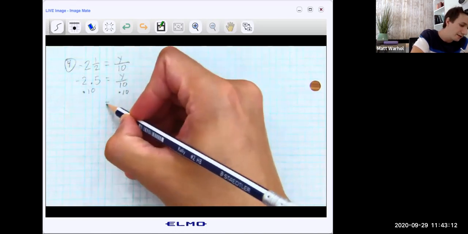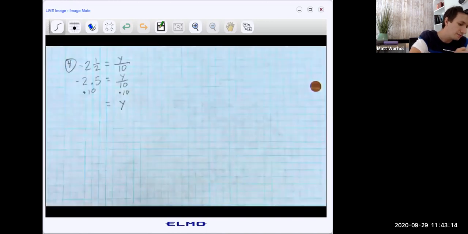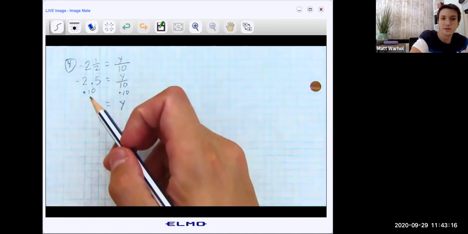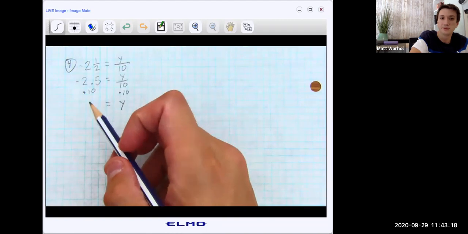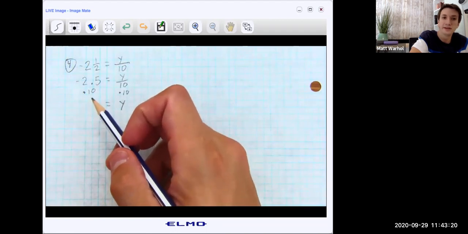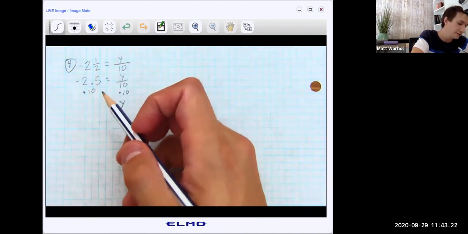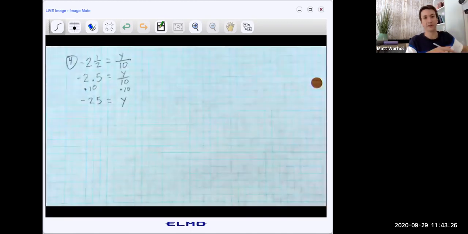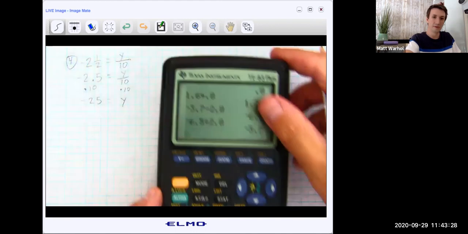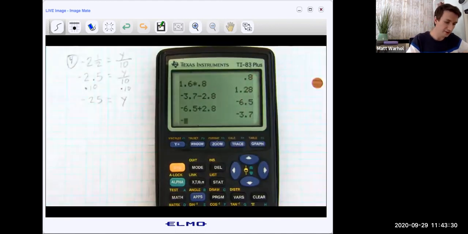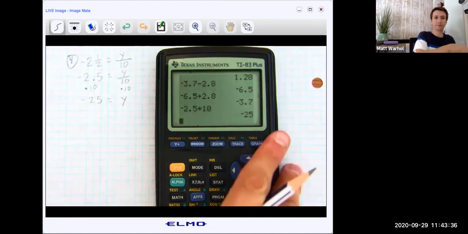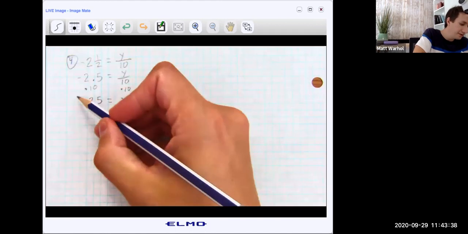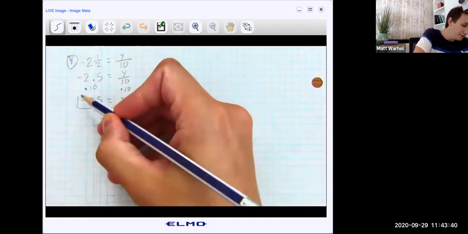When I do that, I'm left with y. And over here, -2.5 times 10, you know what happens when you multiply a decimal by 10? The decimal moves to the right. So this becomes -25. And I could even check that on my calculator. But see, sometimes calculators take longer than just doing the mental math. -2.5 times 10, -25, yep. So I believe that's the answer. But how do we know for sure?